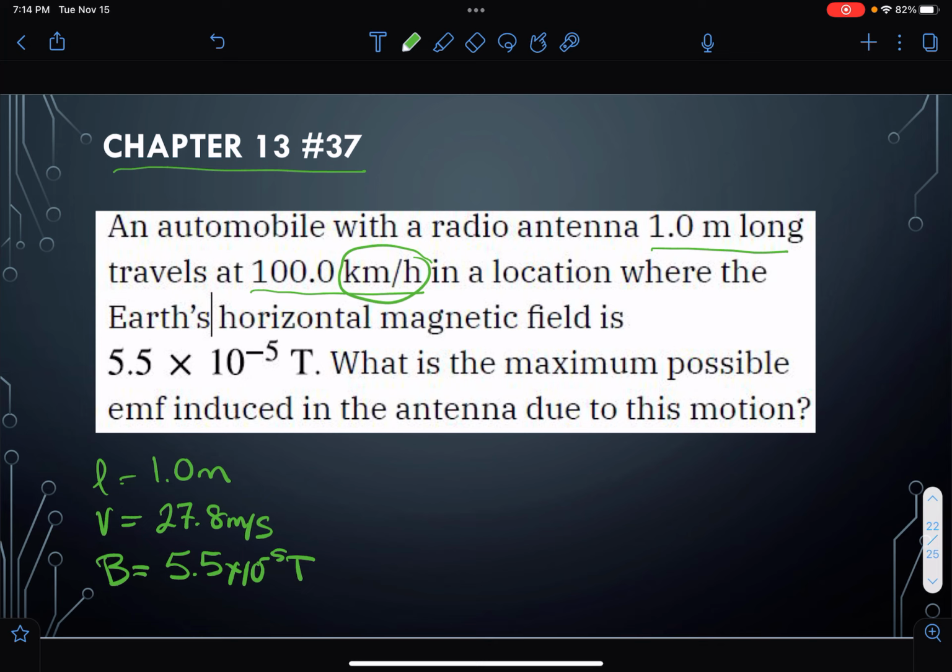Okay, so anytime you have something that is a rod, like an antenna, with a length that is moving, that should be a clue that we're not necessarily doing a moving ring or loop, but we're going to use the other version of our EMF, which is BLV. Luckily, we have all of these variables, which is always why it's good to write out your givens, because then sometimes your equations should jump out at you.